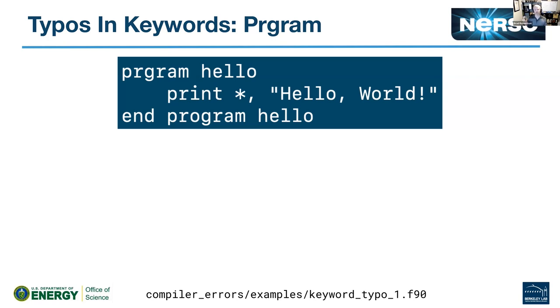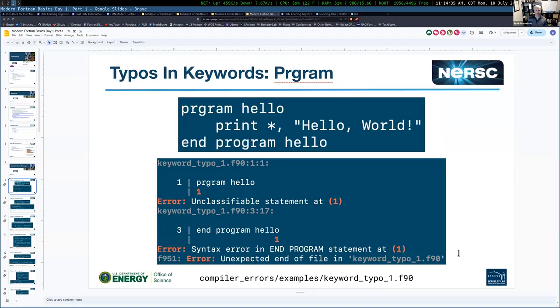There is a typo in this program. So what's the compiler going to tell us? I'm going to do a lot of this stuff interactively.